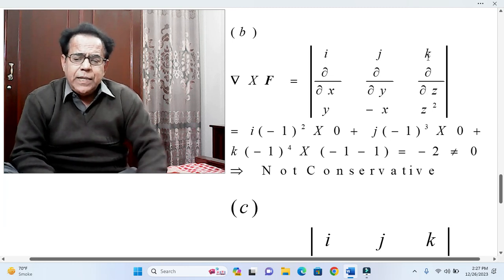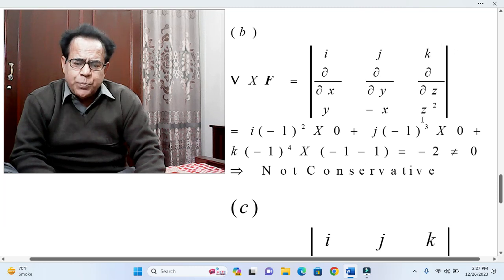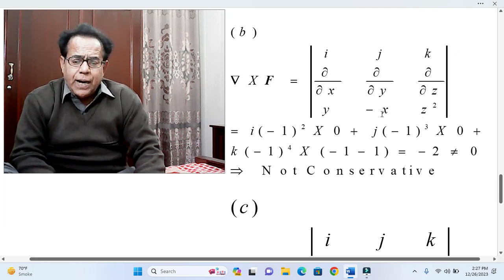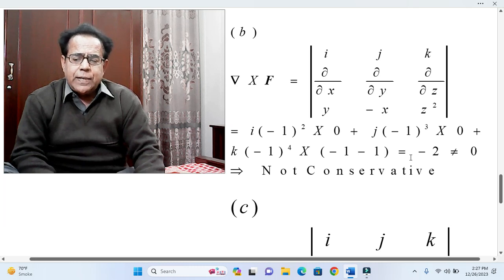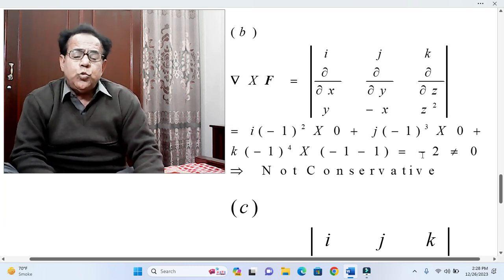When we expand this, plus k times (-1) raised to the power 4, the first row and third column will be treated as omitted. The partial differentiation of x with respect to x will be minus 1, minus the partial derivative of y with respect to y, which will be plus 1. So minus 1 minus 1 will become minus 2, because it does not become equal to 0, not equal to 0. So this implies that this force is not conservative, this field is not conservative.